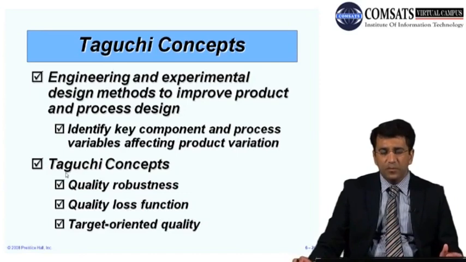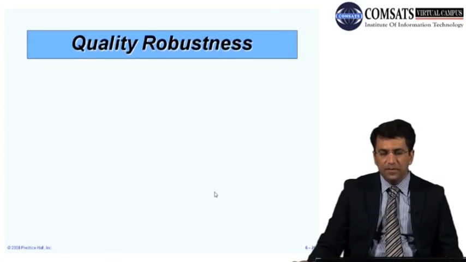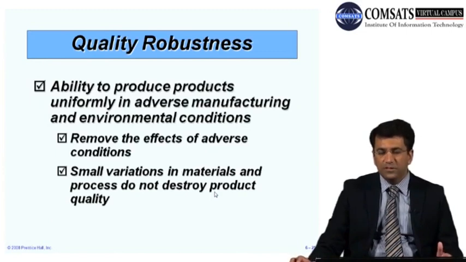There are three important approaches related to the Taguchi concept: the quality robustness, the quality loss function, and the target oriented quality. Let's discuss these important approaches related to Taguchi concepts. What is the quality robustness? It is the ability to produce products uniformly in adverse manufacturing and environmental conditions.